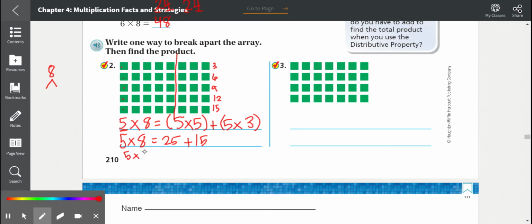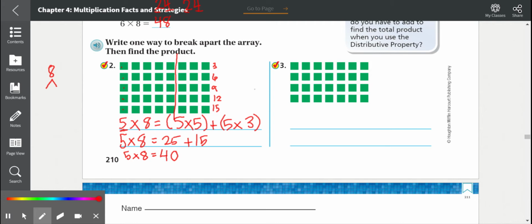5 times 8, remember that's what we're solving, equals, okay, well, 5 plus 5 is 10, so we know we're going to have a 0 in the ones place. And then 2 plus 1 is 3, but we have to add the 1 more we carried. So 2 plus 1 is 3, plus the 1 more would be 4, for 40. There you go.